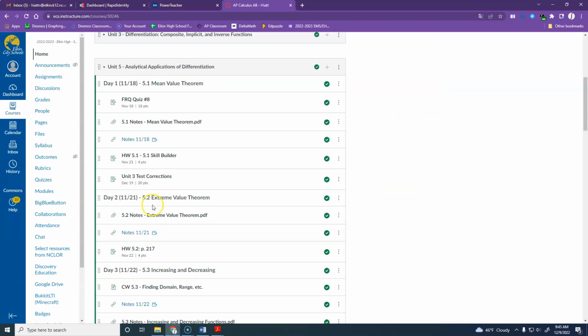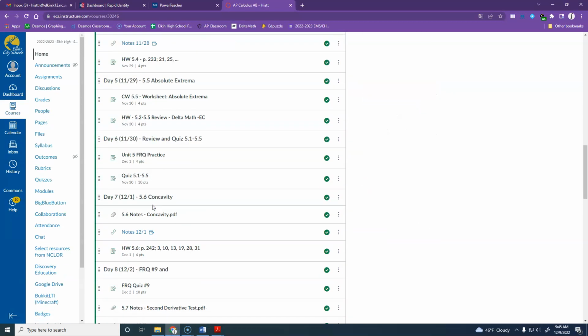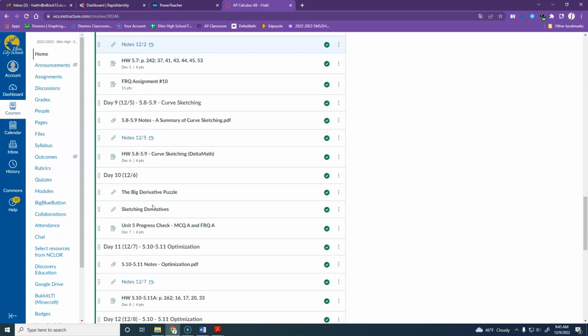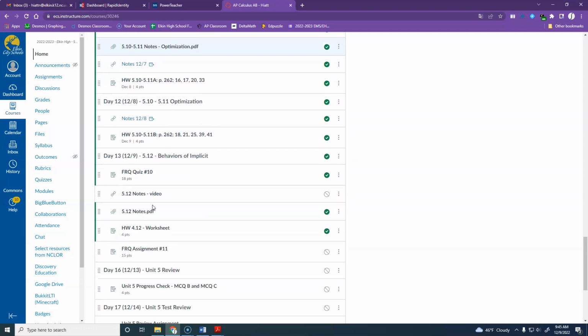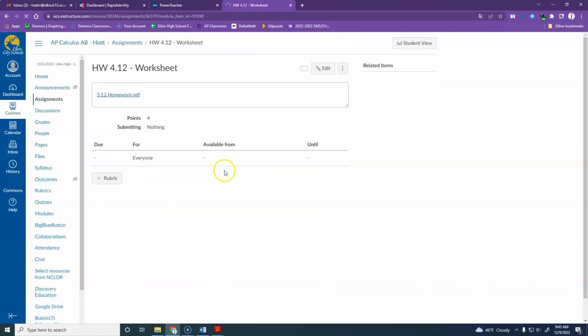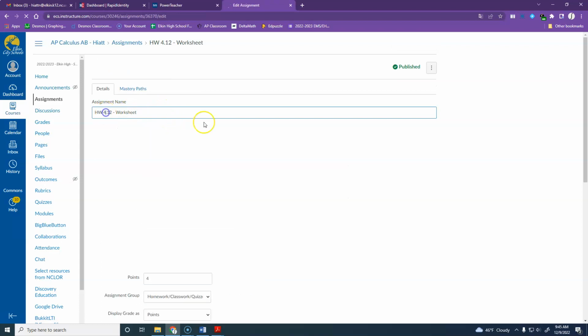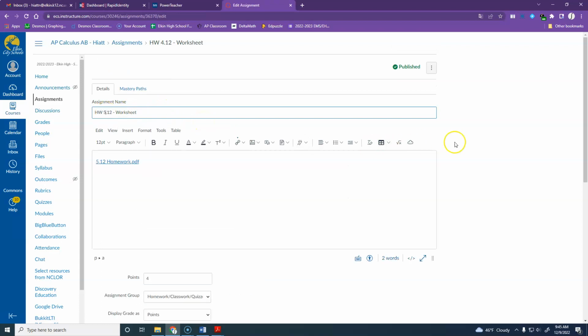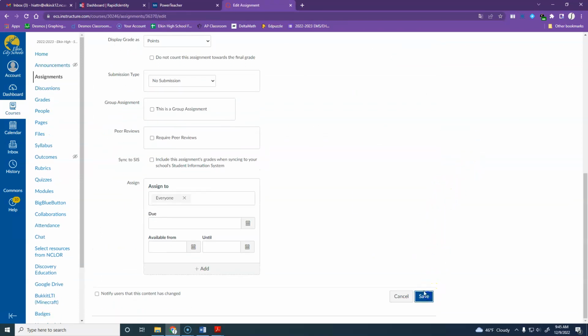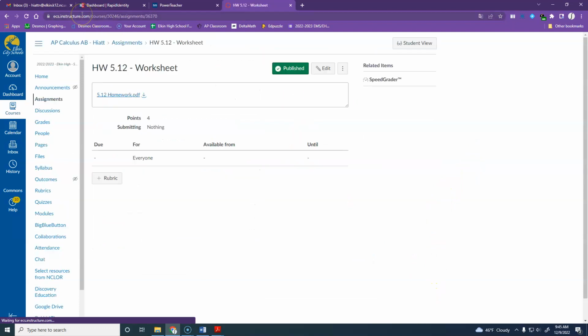I think it's posted. Let's see if that is true. I don't know if there is an answer key or not on this one. It might be a no.